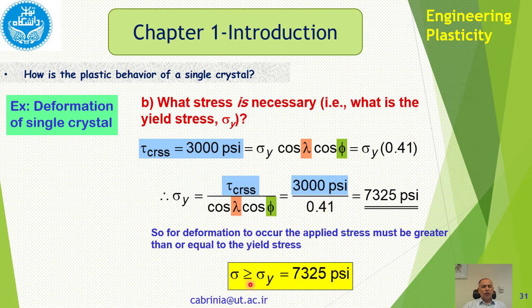So sigma must be greater or equal to sigma y in order for the material to yield or plastic deformation to occur. So you can see we can use crystal plasticity to calculate yield stress, to see which planes and which directions are critical and slip occurs at which directions and planes.